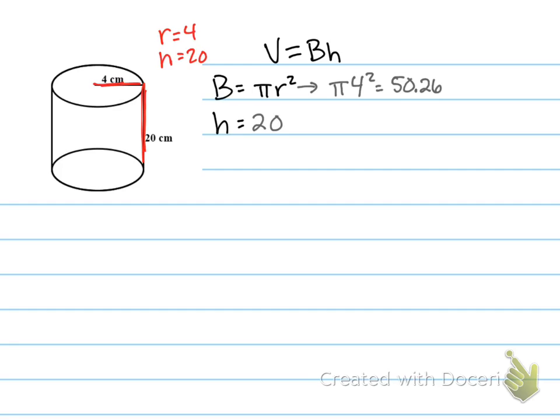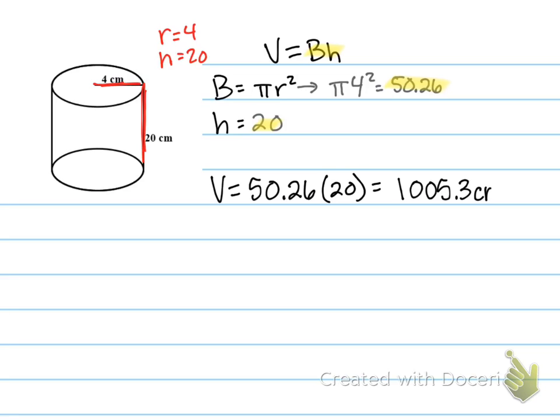And so we're going to use these two numbers and put them into our formula. Whenever there's two numbers like B and H just together and there's nothing in between them, that means that we're going to multiply. So our volume, we're going to do 50.26 times 20. If you want to do the calculator, you can also do parentheses and 20. It's the same as multiplying. And so you should get 1005.3 centimeters, right? Centimeters. And that's going to be cubed with an exponent of 3.